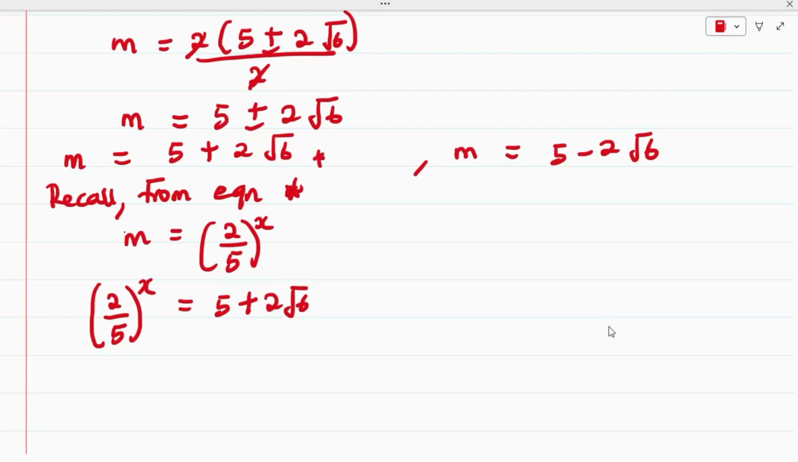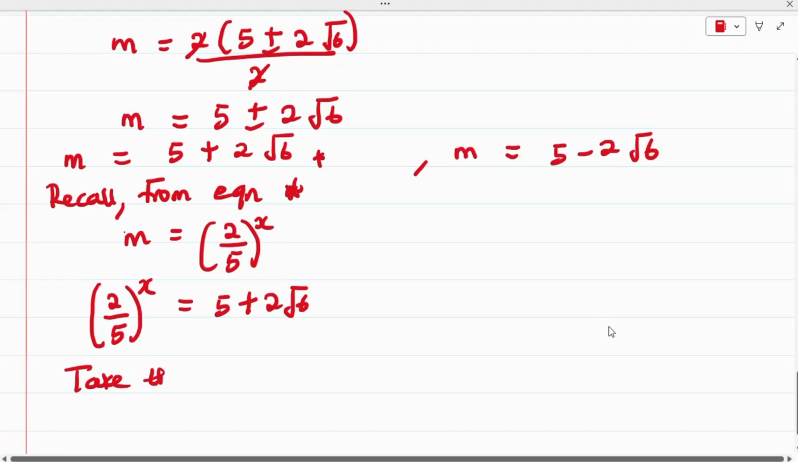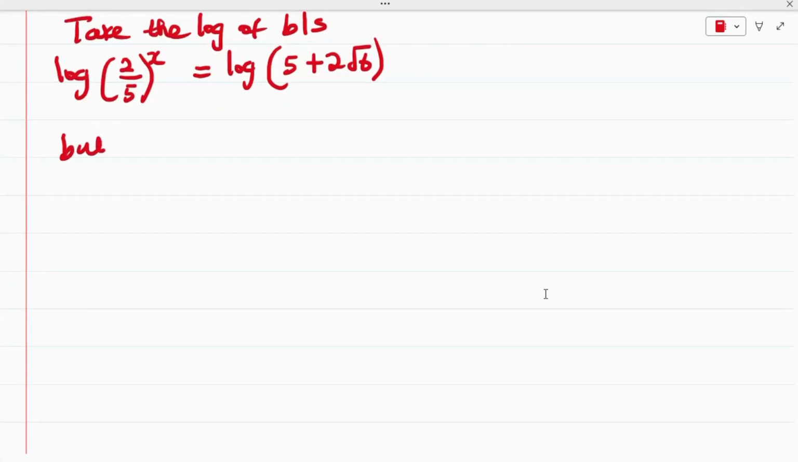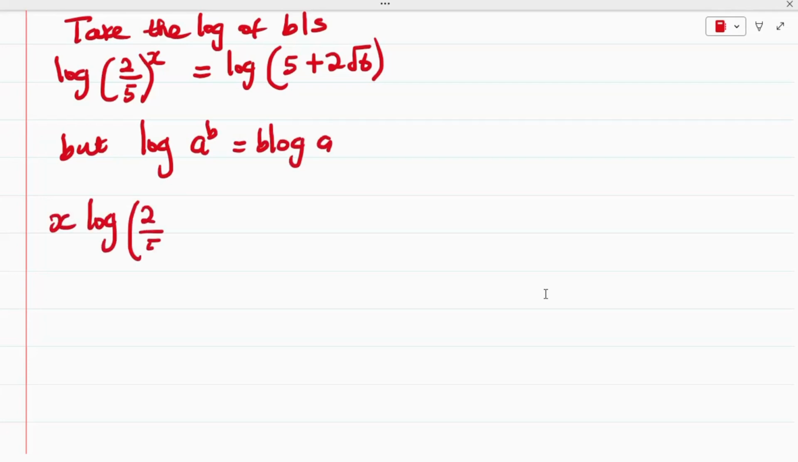So from here, the next thing we want to do is to take the log of both sides. So taking the logarithm of both sides, we have log of 2 over 5 all raised to the power of x is equal to log of 5 plus 2 root 6, okay? So from here, we want to apply the logarithmic property that says if we have log a raised to the power of b, this is equal to b log a. So we have x log 2 over 5 is equal to log 5 plus 2 root 6.